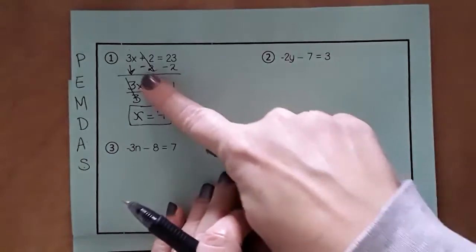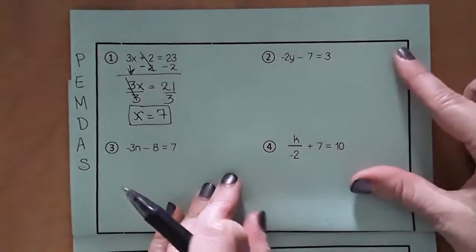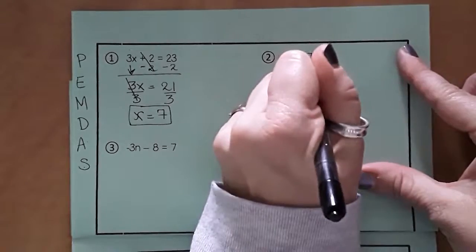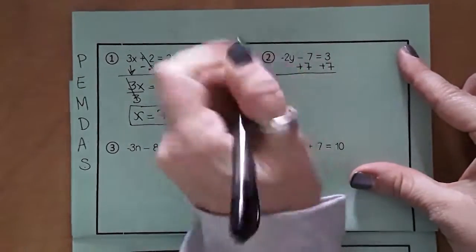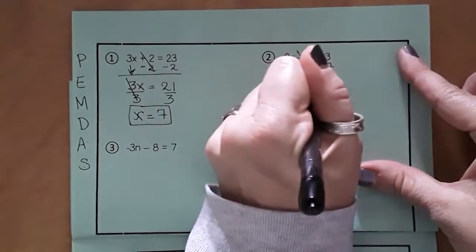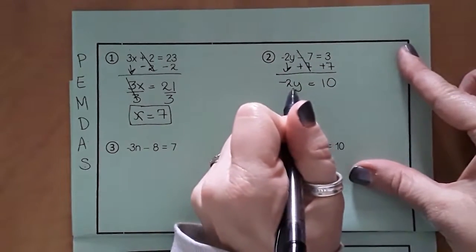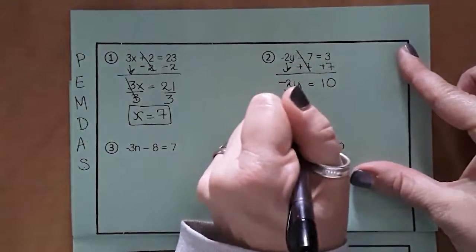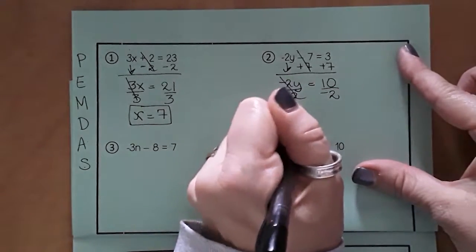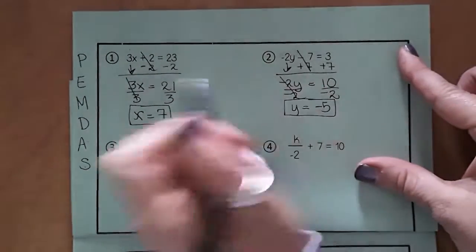Let's look at number 2. The difference is now I have a negative 2y and a minus 7. Here they were both positive in addition. First thing though, I have subtraction. Let's do the opposite, which is add. Bring down that negative 2y. Your negative 7 plus 7 cancels, and 3 plus 7 is 10. All right, now let's divide negative 2 by both sides. Negative 2 divided by negative 2 is a positive 1. So now I can just bring down y, and 10 divided by negative 2 gives me a negative 5.